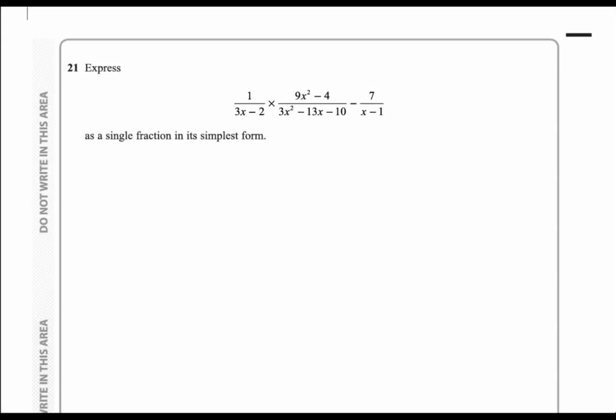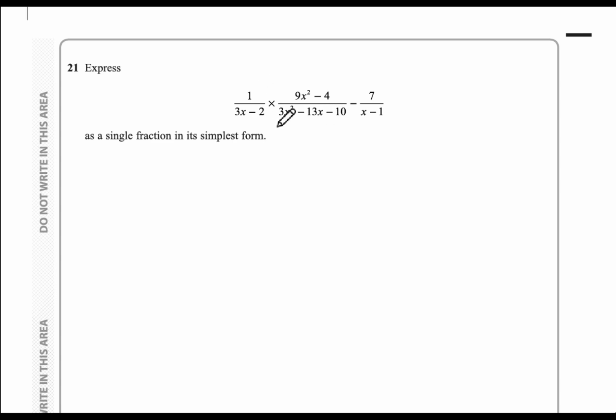Alright guys, next question we have been given with this. Whenever you come across a question like this, just like the previous one, as we look at this numerator and this denominator, it seems that they can be factorized. So whenever you see a question like this, our main goal should be to factorize whatever we can and see what we can cancel, right?